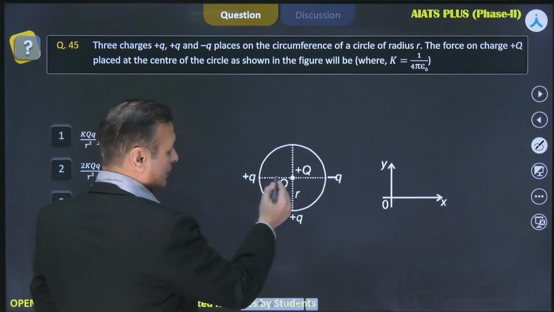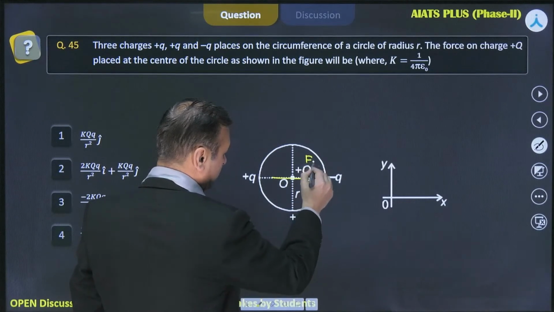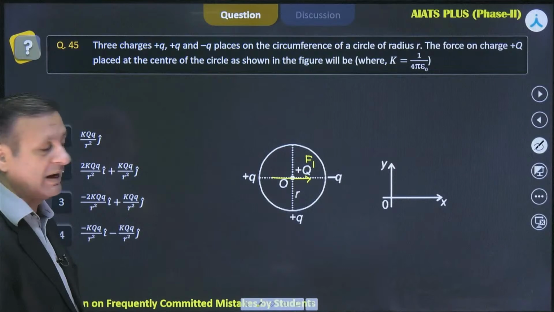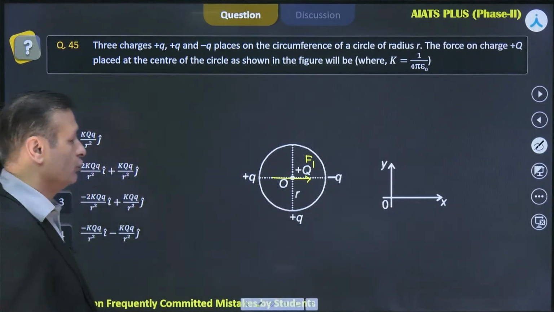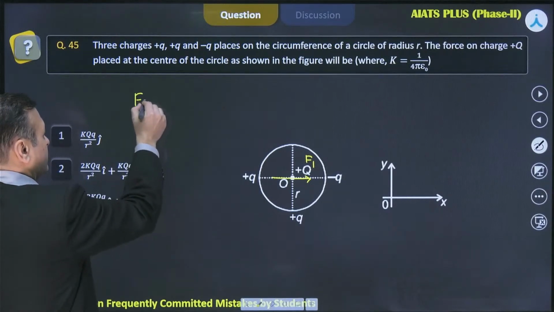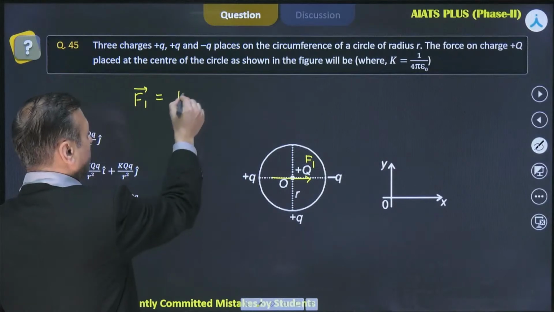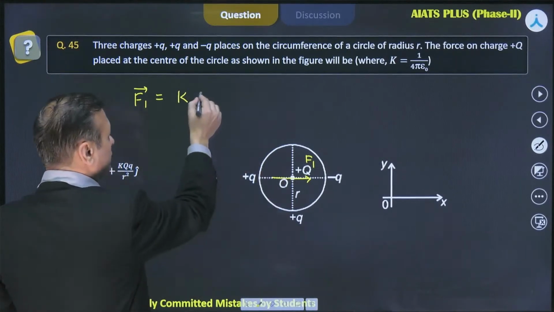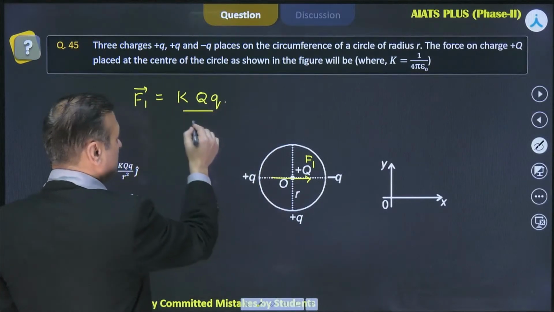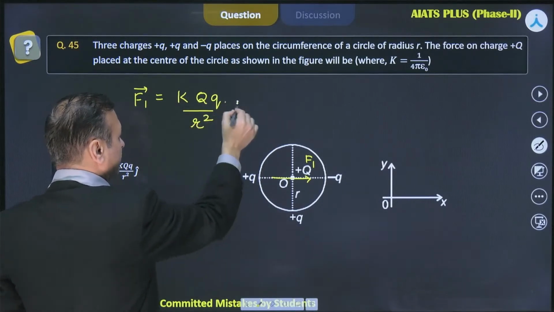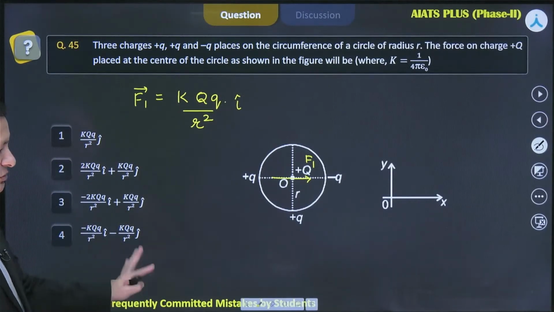So this is charge 1. Because of this, shall I call this force F1? And this is towards the x-axis, that is given to you. So shall I put it as F1 as a vector? And this force is what? K, between charge capital Q and small q, and the separation is r, that is the radius, and this is along i, that is along the x-axis. So this is the first force.